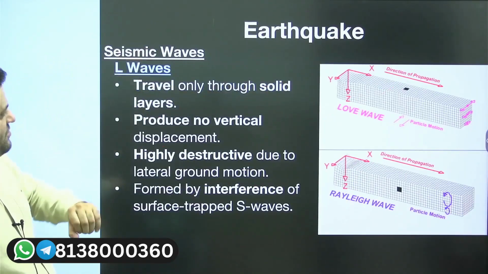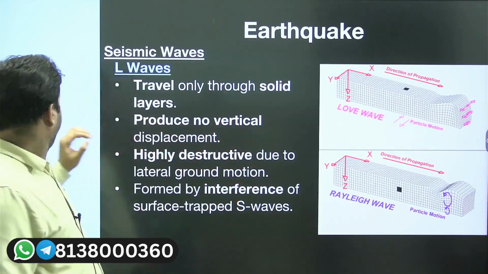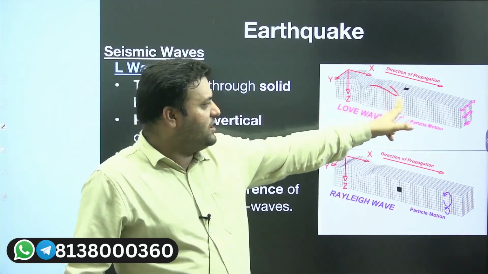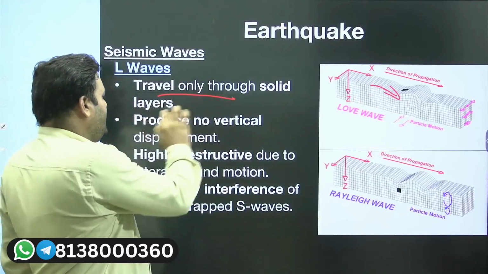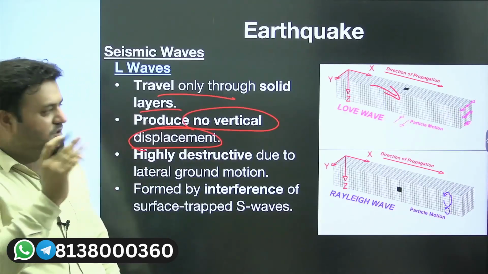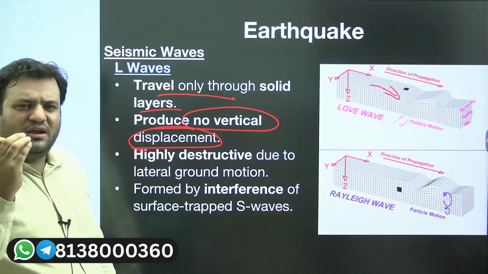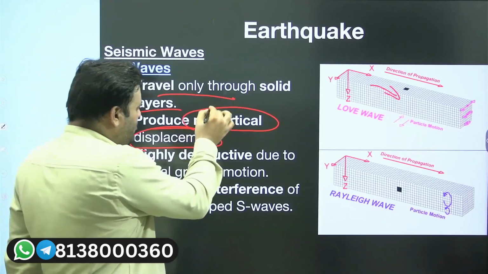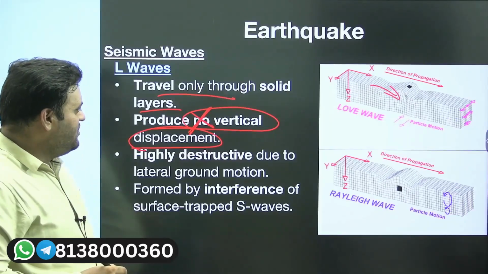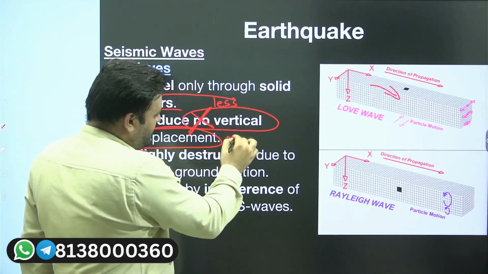Moving ahead, L wave. These L waves will be able to pass through solid layers only. They produce almost negligible vertical displacement. However, mostly there is a horizontal displacement. A little bit of vertical displacement is there. So they produce less vertical displacement and major horizontal displacement.